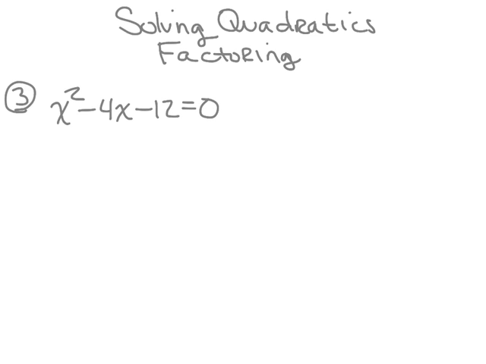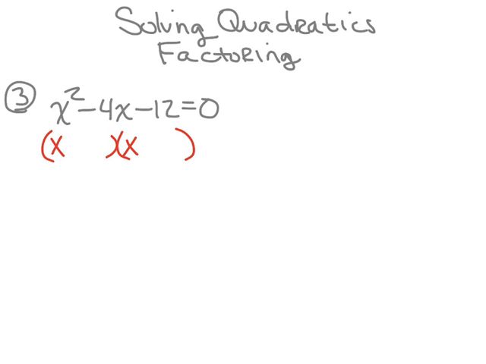Alright, example number 3, we have x squared minus 4x minus 12 equals 0. Once again, notice how the equation is equal to 0. Also notice that it's in standard form. So what I'm going to do is go ahead and start factoring this quadratic. Just as in the first two examples, to get the x squared, we need to multiply x with another x. Now I'm looking for factors of negative 12 that are also going to add up to a negative 4.